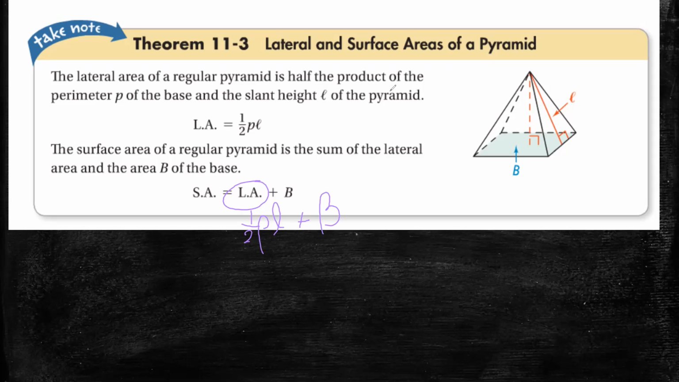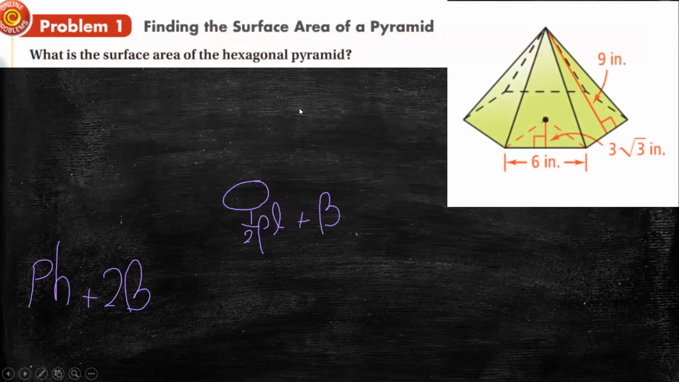For the prism or for the cylinder, we said P, the perimeter, times the height of the shape, plus 2 times the area of the base, since we have two bases. Now let's have an example here.